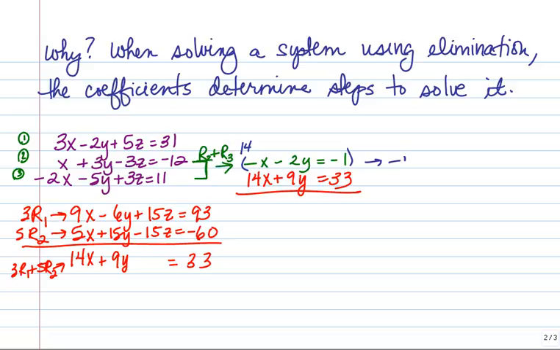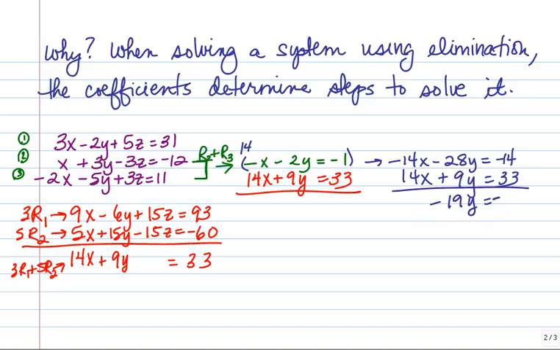So that would give us negative 14x minus 28y is equal to negative 14. The second equation stays the same. And upon adding, we would get negative 19y is equal to 19. And then dividing by negative 19, we get y to be negative 1. Okay. So if I know y, what would I need to do now? Yeah, I can find x.